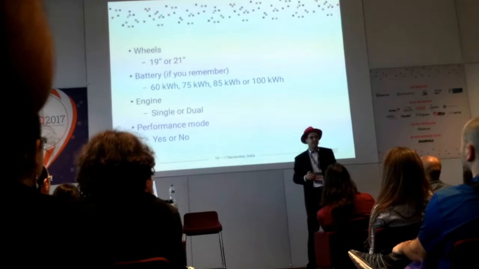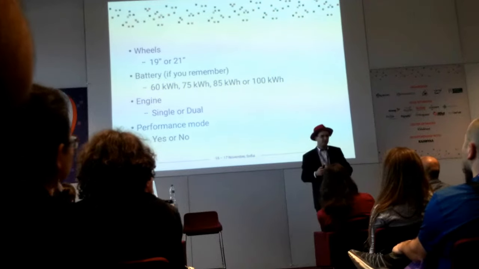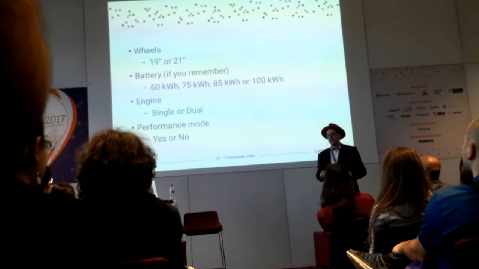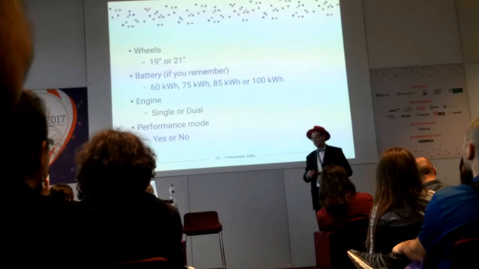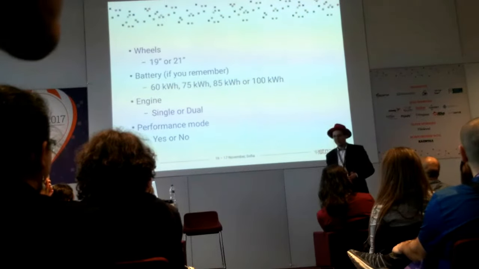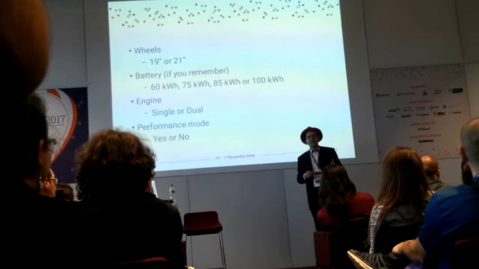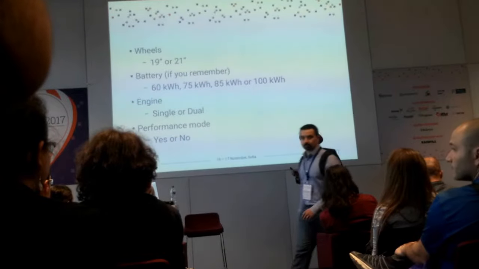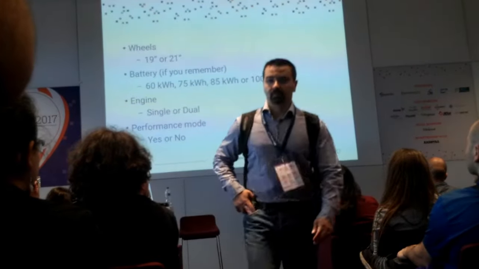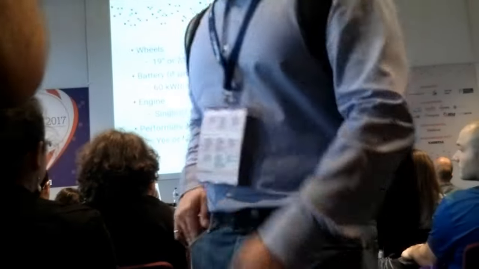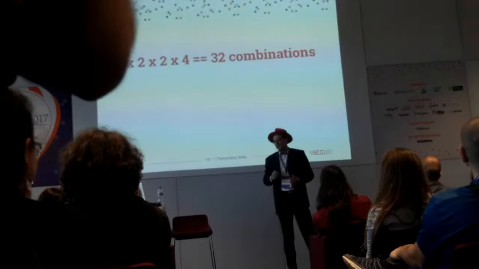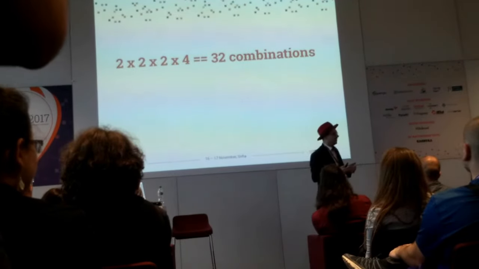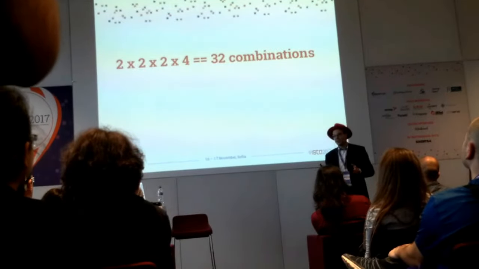For the sake of this example, I have added some older battery options, which we don't see on the website, just to make things a little bit more interesting. And I have also split the engine options dual or single, regardless of the battery configuration. And I have also split performance mode yes or no, regardless of the engine configuration. So all of these parameters have 32 different combinations between them.